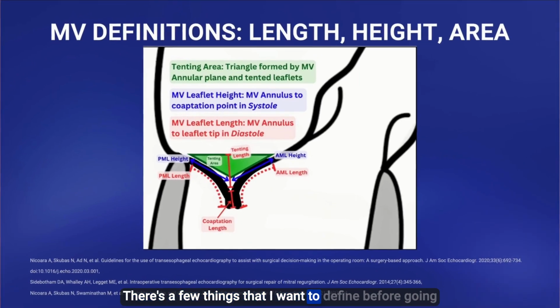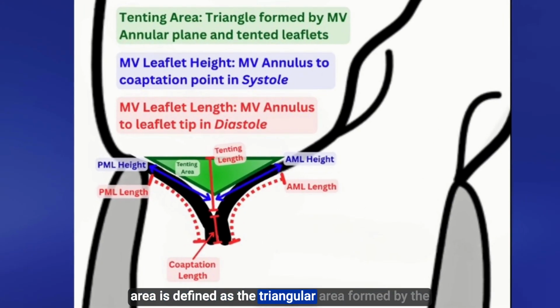There's a few things that I want to define before going any further to make sure we are all on the same page as far as terms for mitral valve assessment. The tenting area is defined as the triangular area formed by the mitral valve annular plane and those tenting leaflets. Remember, in secondary ischemic MR, that tenting area is predictive of repair failure.